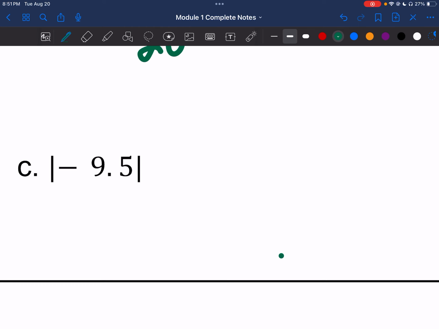Letter C, we've got -9.5, and we're taking the absolute value. And if you didn't know, 2 vertical bars on either side of a number or an expression means we are taking the absolute value. So the absolute value of -9.5, well, that is going to be 9.5 steps away from 0.